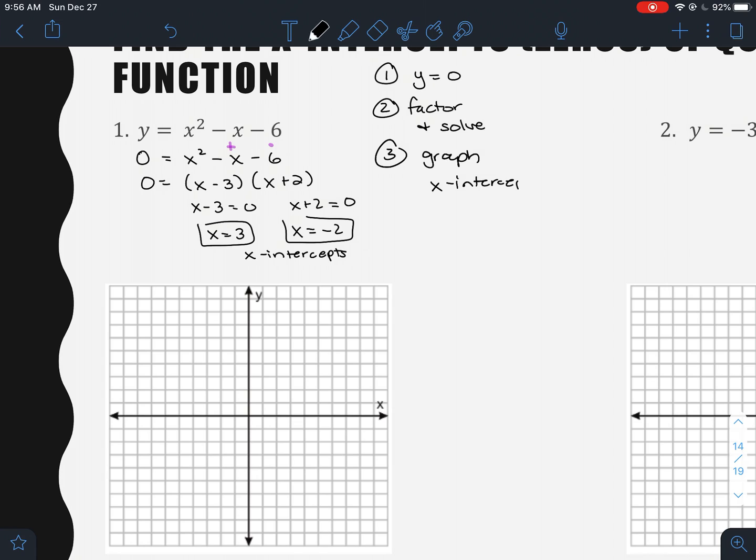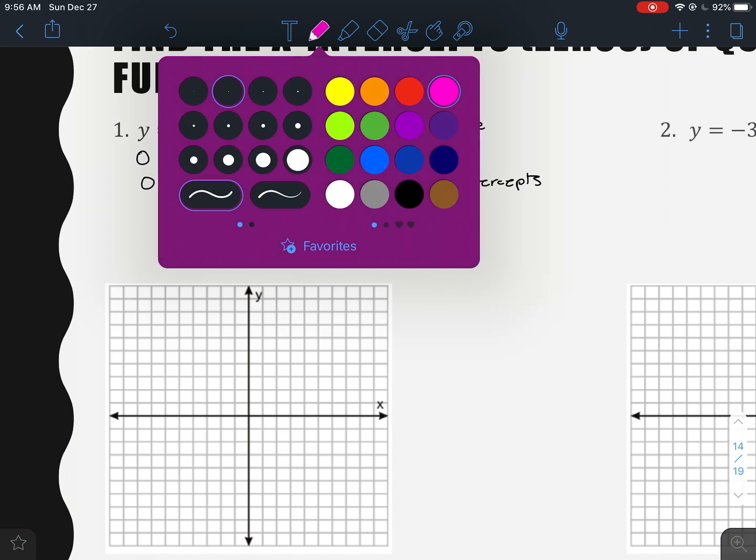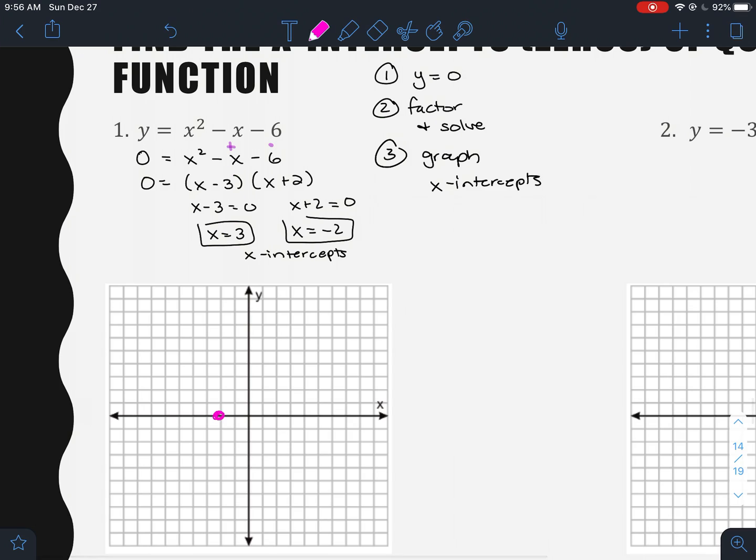So now if we go down to the graph, step 3 is you're going to graph the x-intercepts. So we're going to make points on the graph at negative 2 and positive 3.